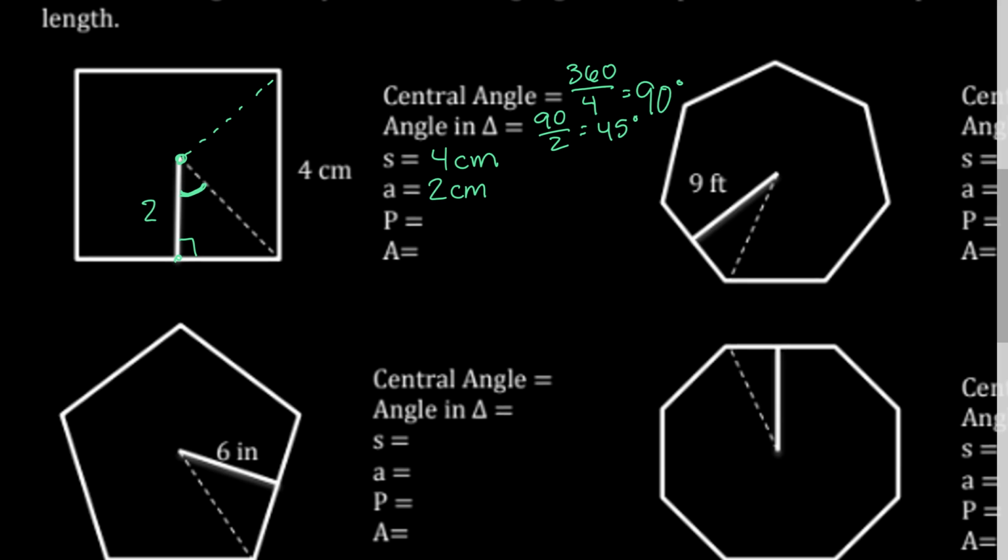Now, say we didn't have this 2. We now know that this angle is 45. We know that this bottom length here is 2, right, because it's half of 4. How would we find the apothem measure?